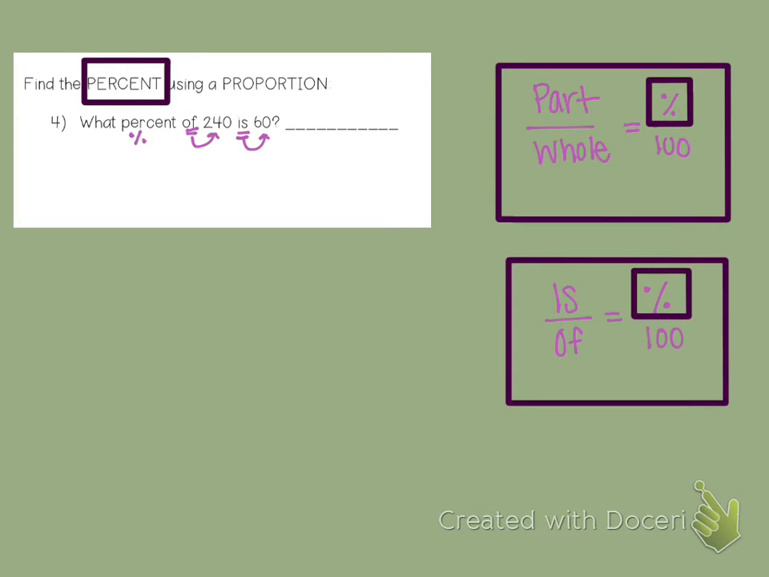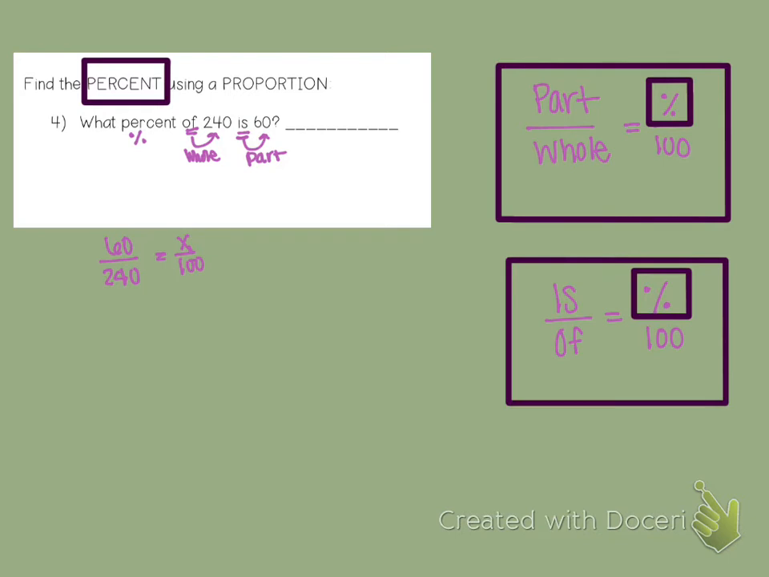So you can see why we don't just say part over whole, because a lot of these problems of and is are dominant. So if we could memorize is over of equals percent over 100, we'll be really good at setting up our proportions. So your is right here. This is your part, and this is your whole. Okay, so you should have 60 over 240 equals x over 100.